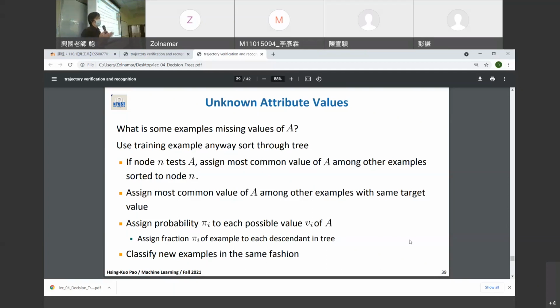First of all, missing value. How to deal with missing value? There will be more than just one choice.